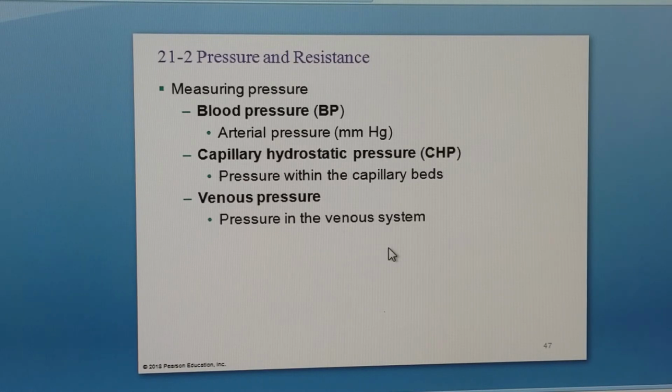Measuring pressure. We have blood pressure, arterial pressure, in millimeters of mercury, and capillary hydrostatic pressure, the pressure you'll find within the capillary lumen. And then we have venous pressure, the pressure in the venous system.